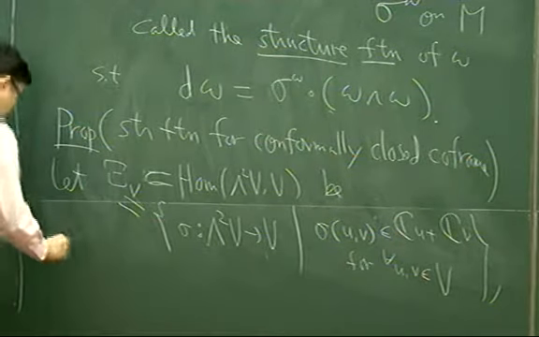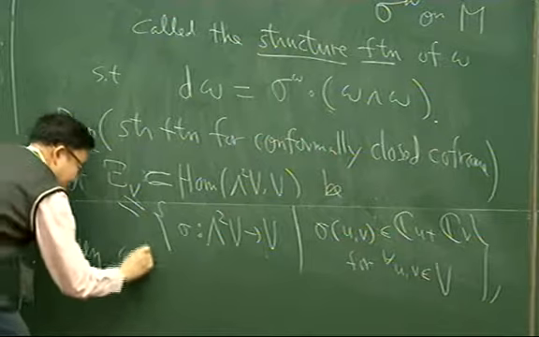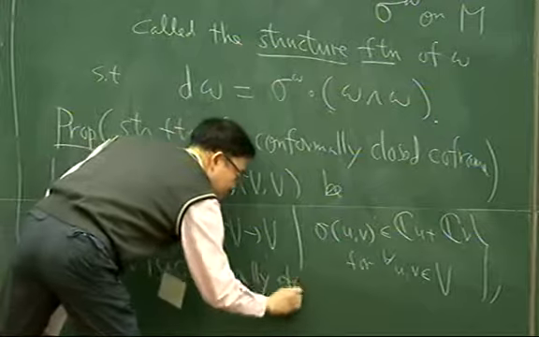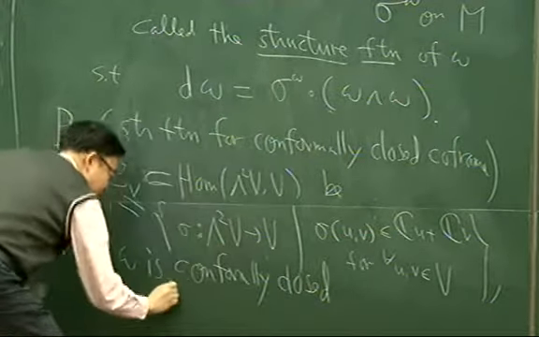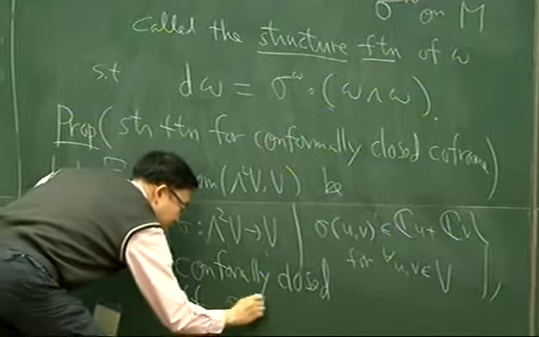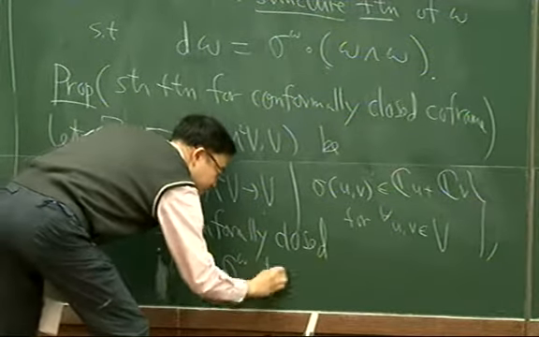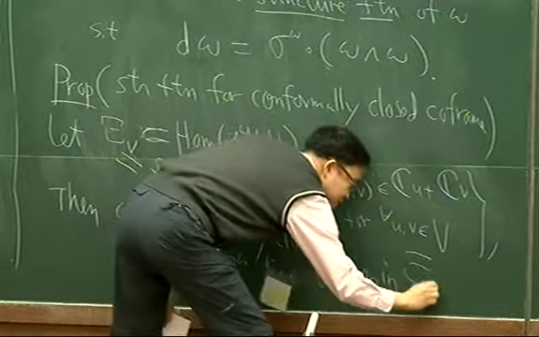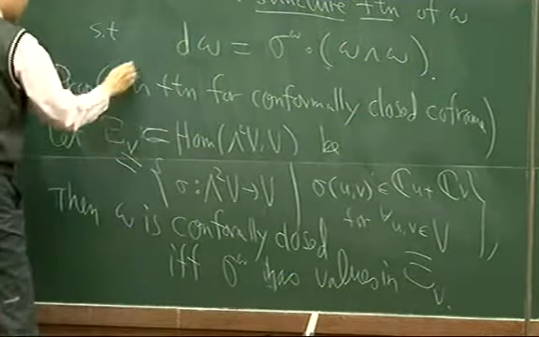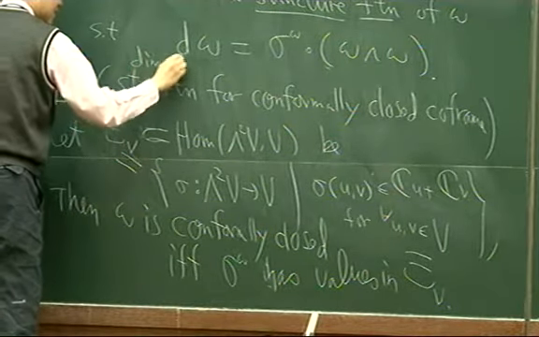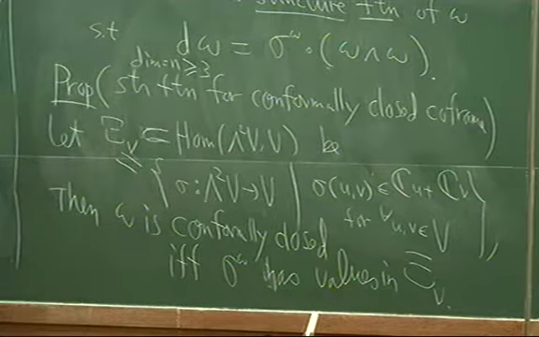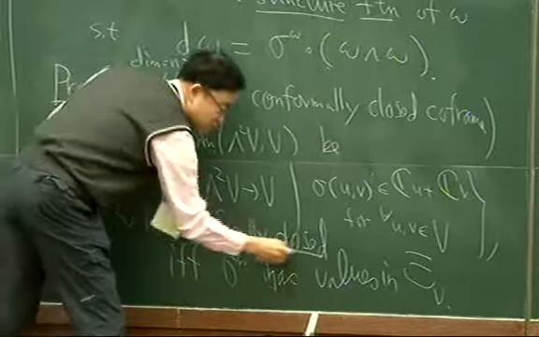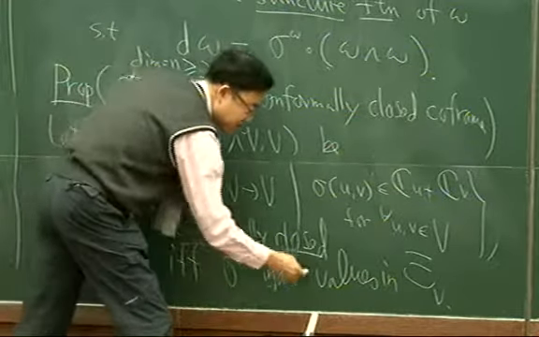Then omega is conformally closed if and only if its structure function has values in this space. Here I assume that the dimension is at least 3. So under this assumption, conformal closedness is equivalent to the fact that the structure function has values in this space.